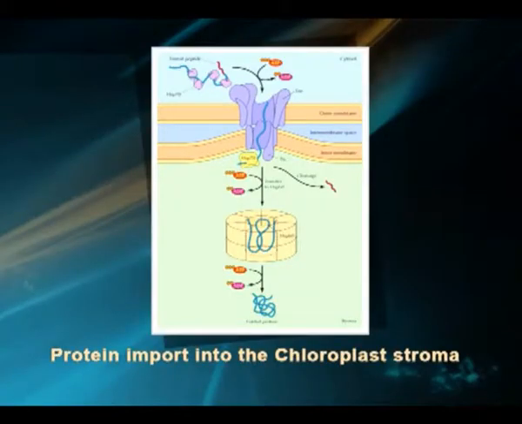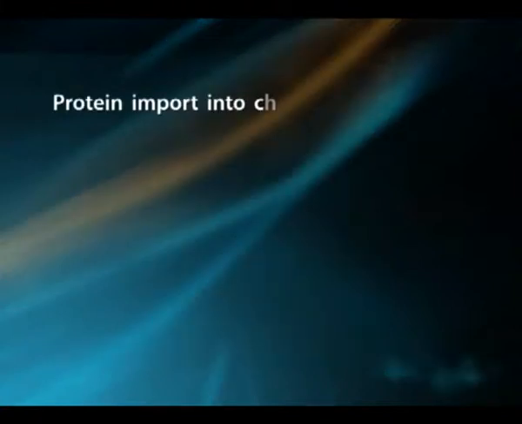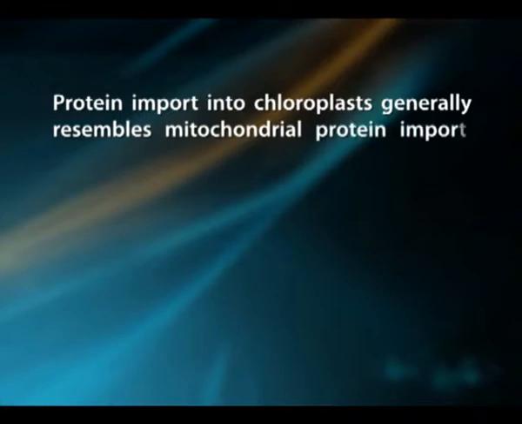They must then be sorted to the appropriate location within chloroplasts, an even more complicated task than protein sorting in mitochondria, since chloroplasts contain 3 separate membranes that divide them into 3 distinct internal compartments. Protein import into chloroplasts generally resembles mitochondrial protein import.